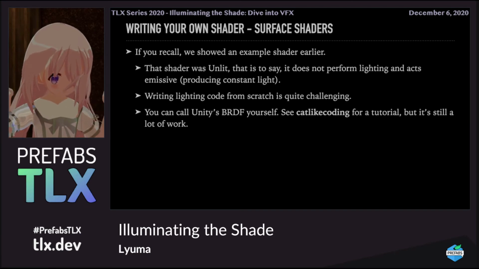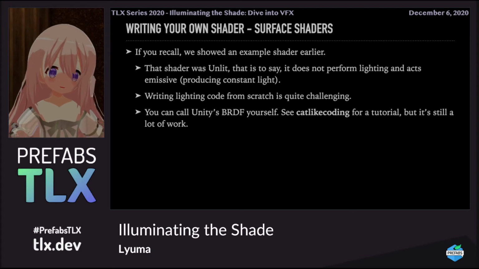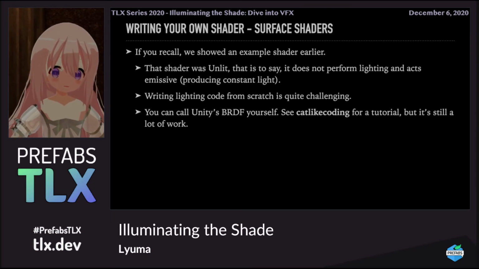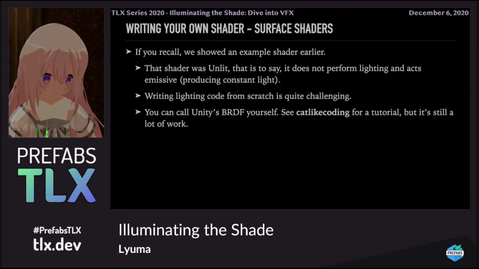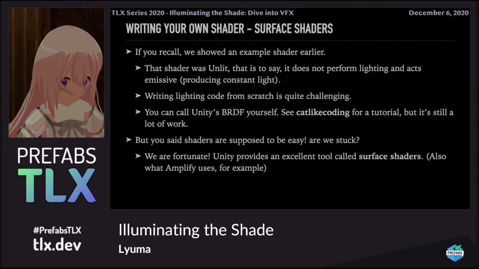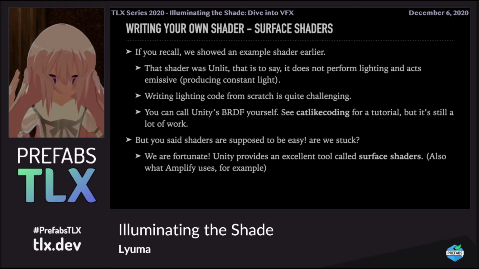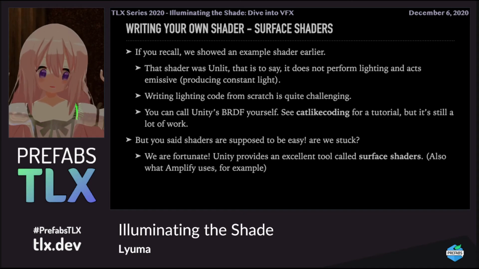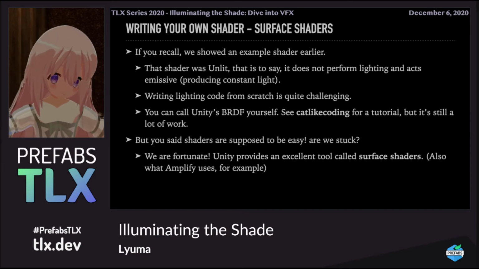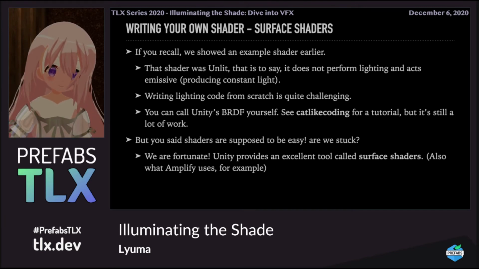Writing lighting code from scratch is challenging. You can follow the catlikecoding examples and call Unity's lighting function, but that's still a little bit involved. You don't want to have to do that work every time you write a shader, and I said shaders are supposed to be easy. Fortunately, there's a thing in Unity called surface shaders, and surface shaders take care of all of the annoying stuff for you. So I highly recommend starting to learn using surface shaders.